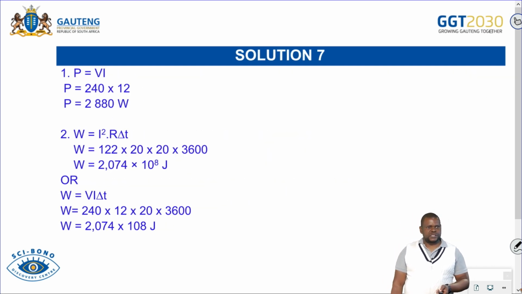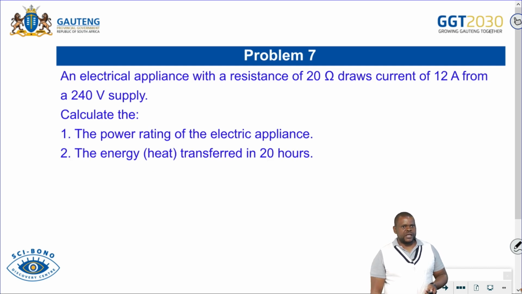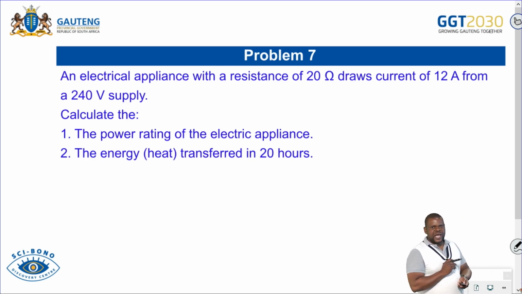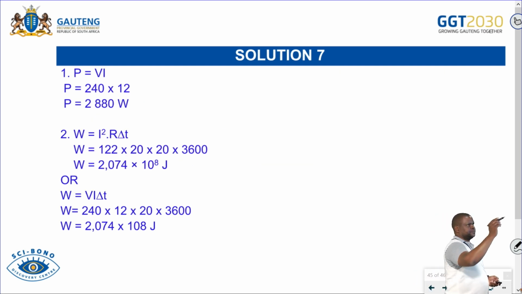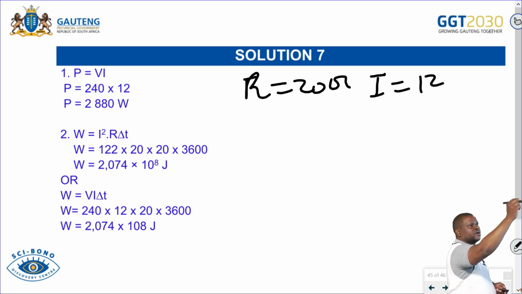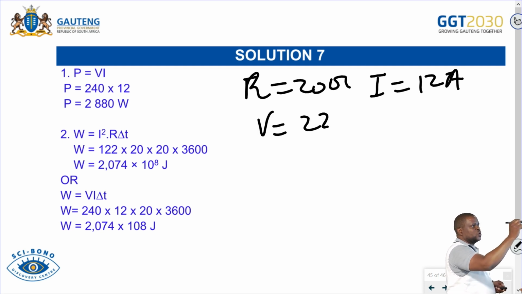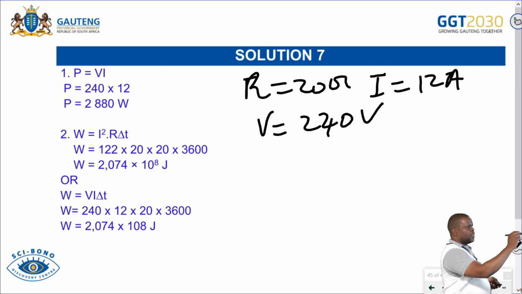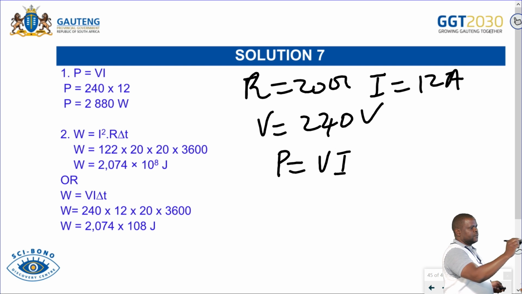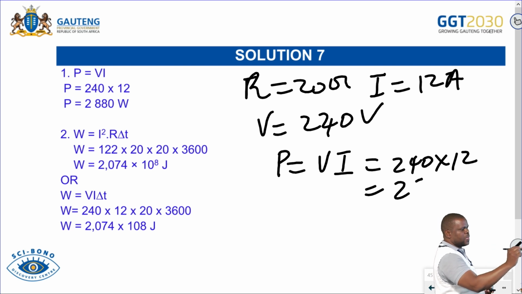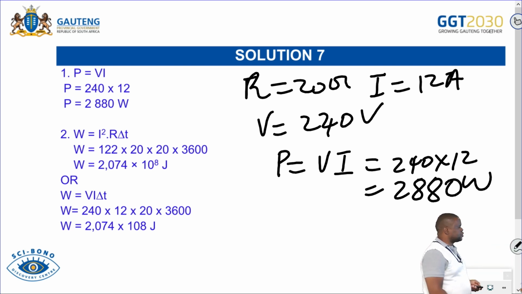Then we go and say the solution for number one. The given data: R is 20 ohms, I is equal to 12 ampere and V is equal to 240 volts. Then the first question says we must calculate the power. That's why we say P is equal to VI. Then it's going to be 240 multiplied by 12, which is equal to 2880 watts.